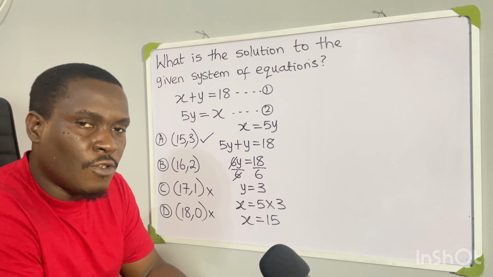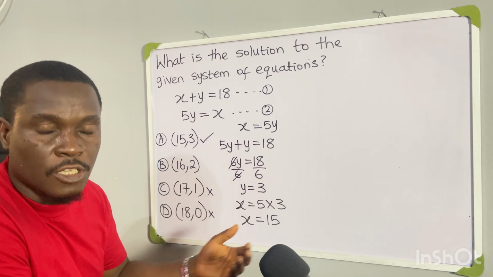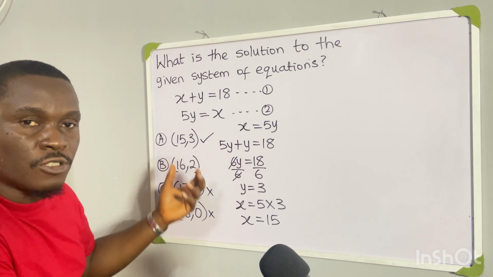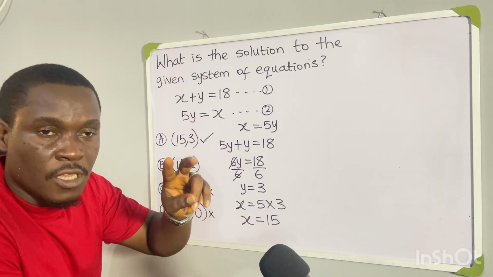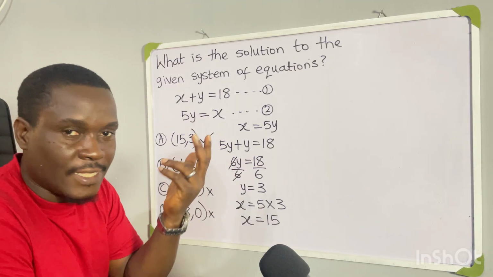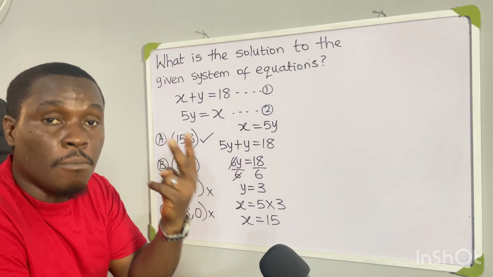So even if you don't know how to go through the process of calculating, you can just use the options to find out which ones agree with both equations. If it agrees with only one equation, then that's not the correct one. It has to agree with both equations.